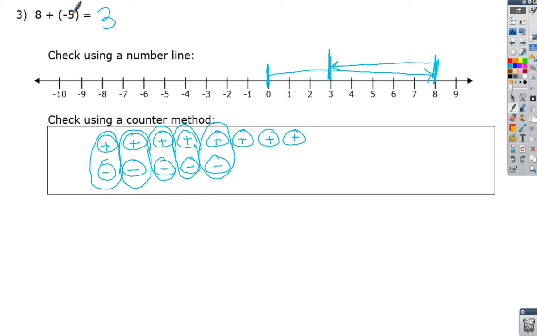Number 3, we have 8 plus negative 5. We have a positive and a negative, so our signs are different. So we can take the difference and keep the sign of the bigger number. So 8 minus 5 is 3. Our bigger number is 8, so our answer is 3, a positive 3.